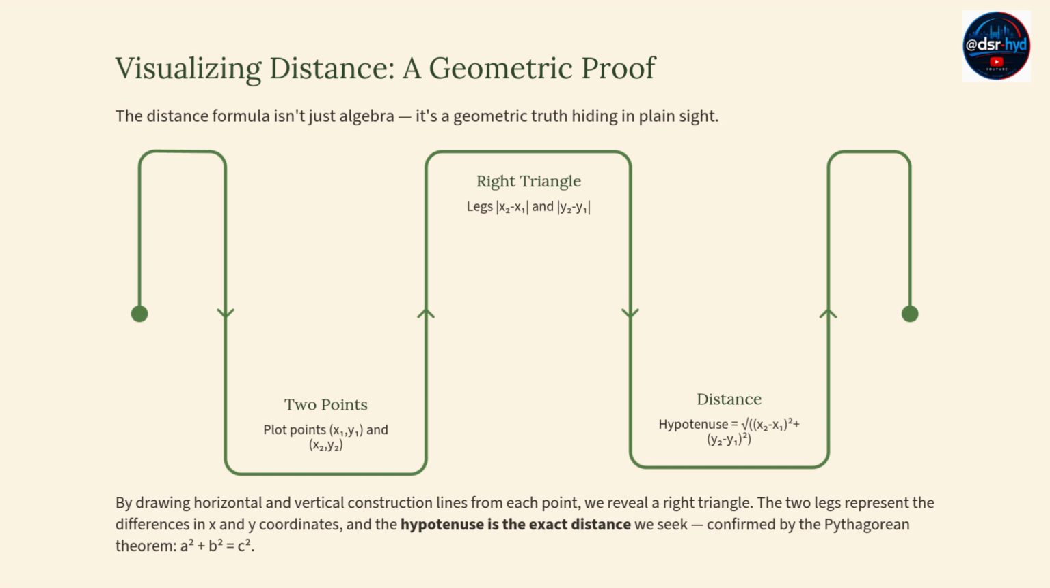Geometric proof. Why does the distance formula work? If we draw horizontal and vertical lines between two points, they form a right triangle. The horizontal distance forms one side. The vertical distance forms the other side. The actual distance between the points becomes the hypotenuse. Using the Pythagorean theorem, we obtain the distance formula. So, the formula is not just algebra, it is actually a geometric truth.